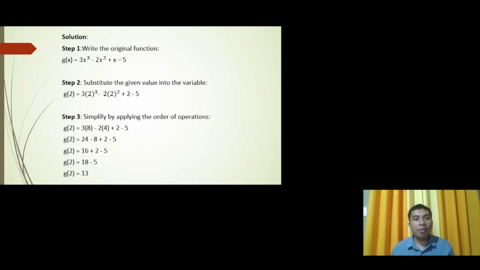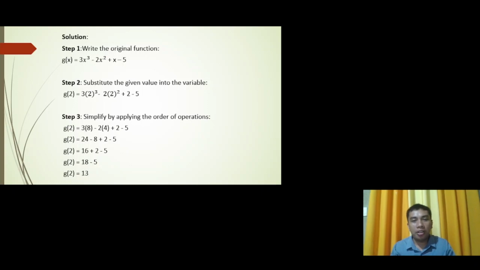Okay, so we have here now the solution. Step 1, you are going to write the original function. So you have there g of x equals 3x cubed minus 2x squared plus x minus 5. So step 2, we just simply substitute the given value into the variable and the given value is 2. So it will become g of 2 equals 3 times 2 cubed minus 2 times 2 squared plus 2 minus 5. So we're done already with step 2 and we are almost done. We're going to proceed now to step 3.